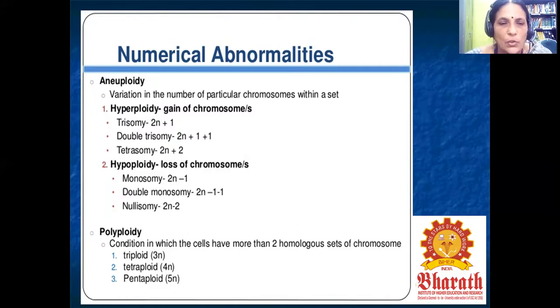It is further classified into monosomy, 2n minus 1, then double monosomy, 2n minus 1 minus 1, then nullisomy, 2n minus 2. Then another example is polyploidy, the condition in which cells have more than two homologous sets of chromosomes. These are further classified into triploid, 3 in number, then tetraploid, 4 in number, then pentaploid, 5 in number.